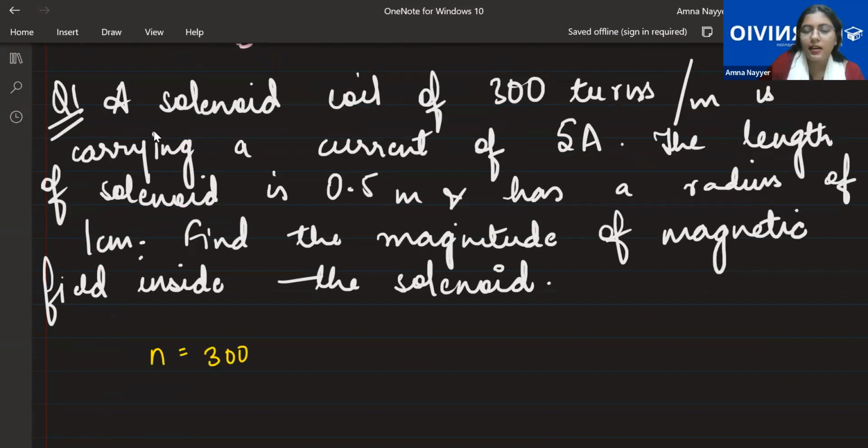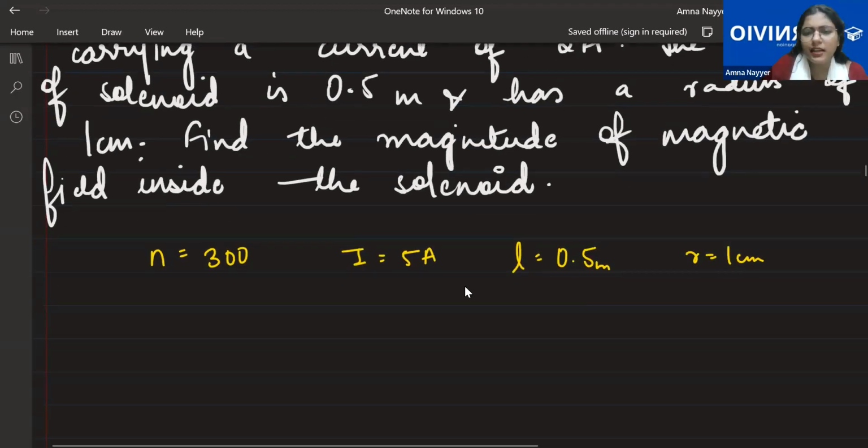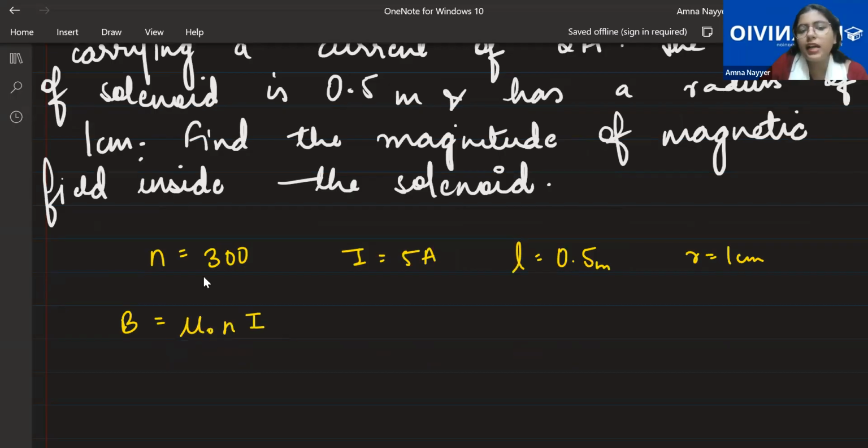So this says that a solenoid coil of 300 turns per meter is carrying a current of 5 ampere. Length of the solenoid is given as 0.5 meter and has a radius of 1 centimeter. You have to calculate the magnetic field inside. So the rest of the data is not useful for us. We just require B is equal to mu naught n i. When you already have small n, then you don't need anything else. Mu naught is 4 pi into 10 to the power minus 7. n is 300. Current is 5.